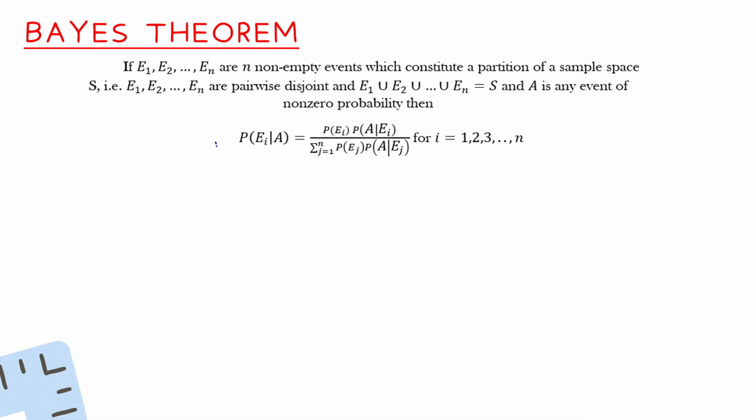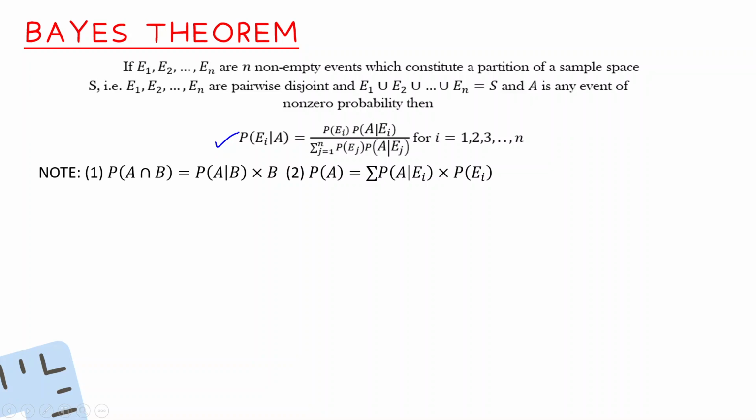And our first task is to prove this formula. To prove this, we require two important notes. The first is probability of A intersection B is equal to probability of A given B into probability of B. And the second is nothing but the theorem of total probability, which we have learned just now. If you know these two results, the proof is very simple. Let's see the proof of Bayes theorem.